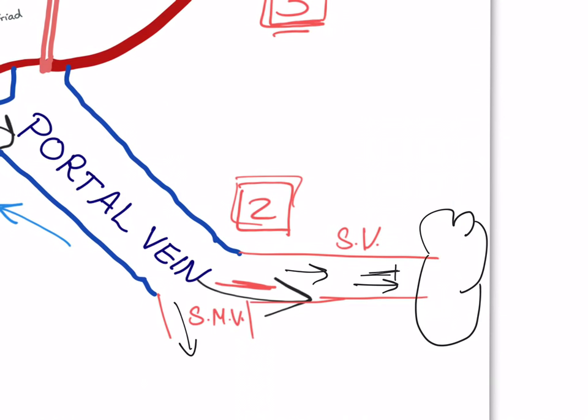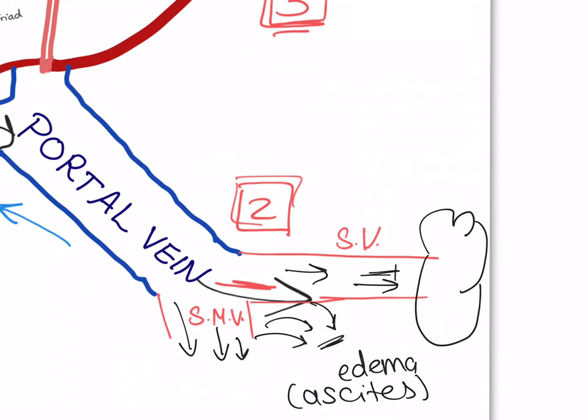And here, since the congestion occurs, blood will go outside, extravasation into the interstitial space, and will lead to edema. Edema in the peritoneal cavity is also known as ascites. So ascites and splenomegaly. What else?